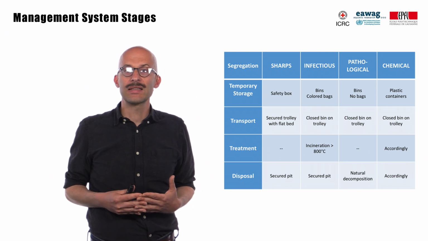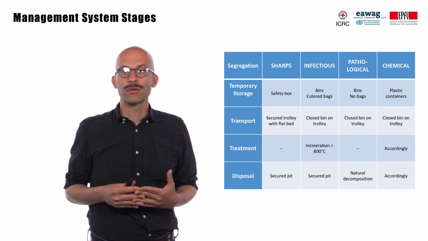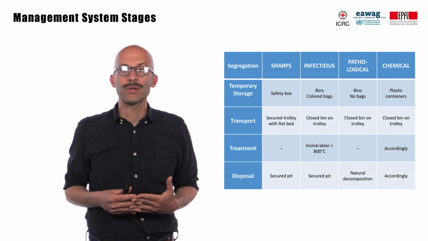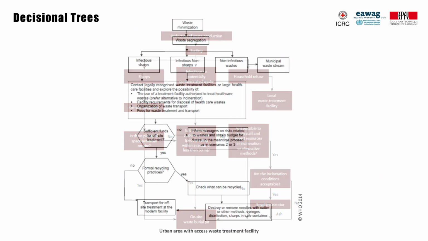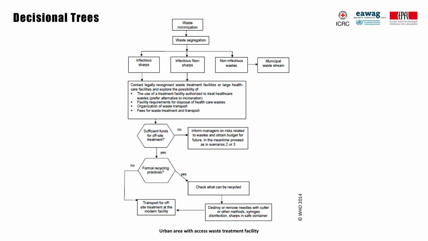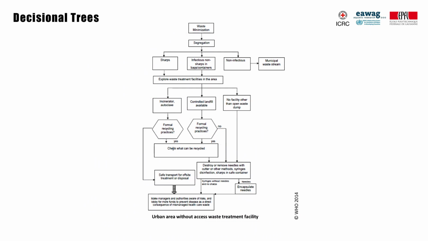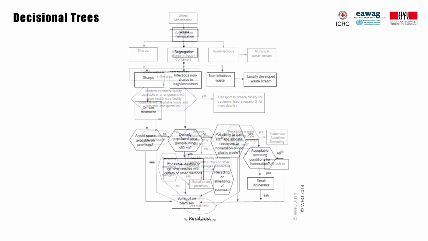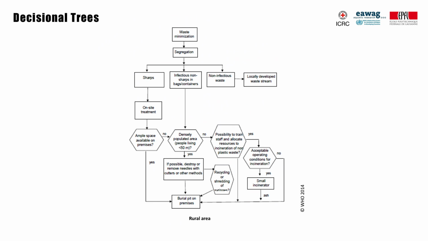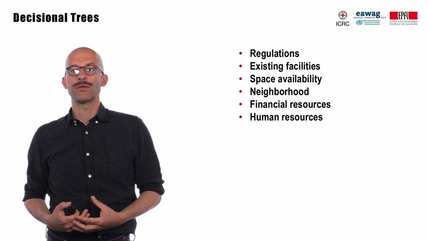National legislation, when existing, must lead the way. When a legislation is not available, resources exist to support the decision-making process. Here, you can see a decisional tree proposed by the ICRC. Here, other examples of same scenarios proposed by the WHO. This one illustrates an urban area with access to modern treatment facilities. This one, an urban area without access to treatment facility. And this applies to a peri-urban location. And finally, a rural one. You can later go through each of them in detail.